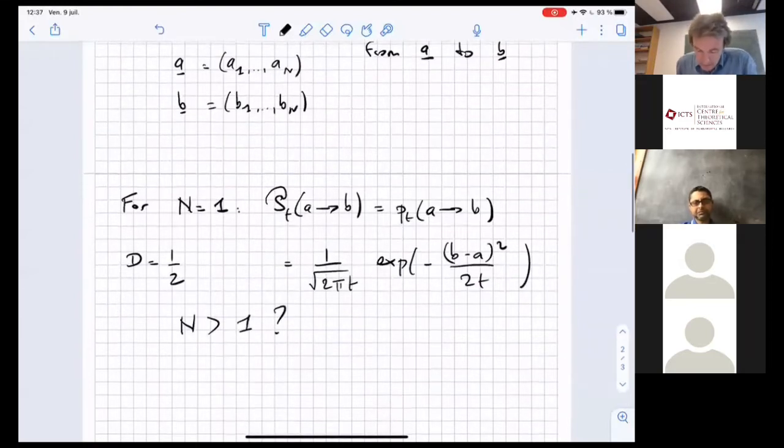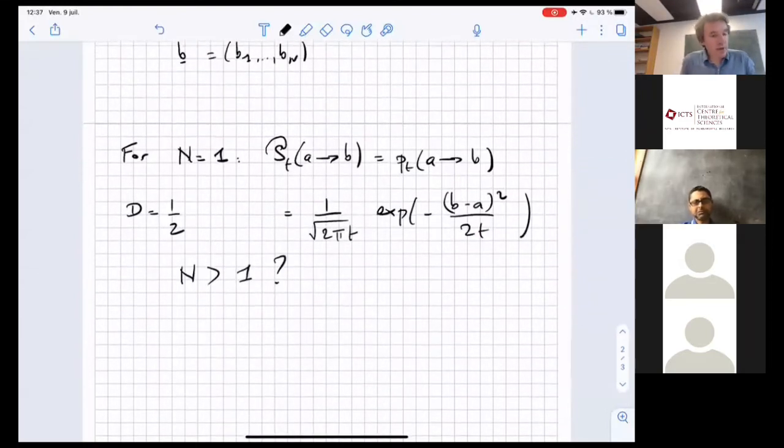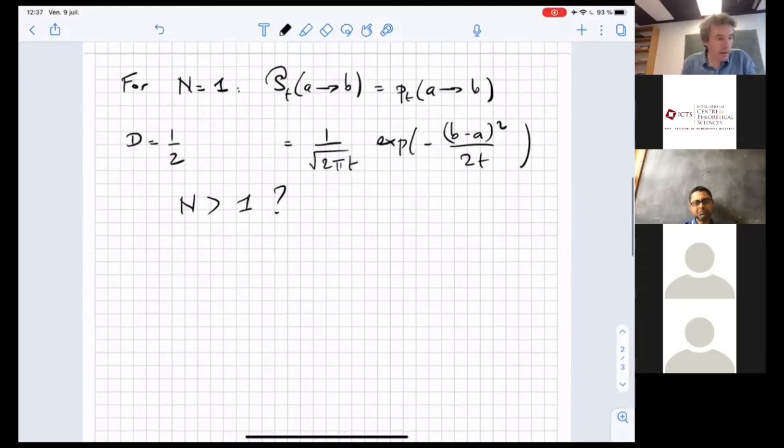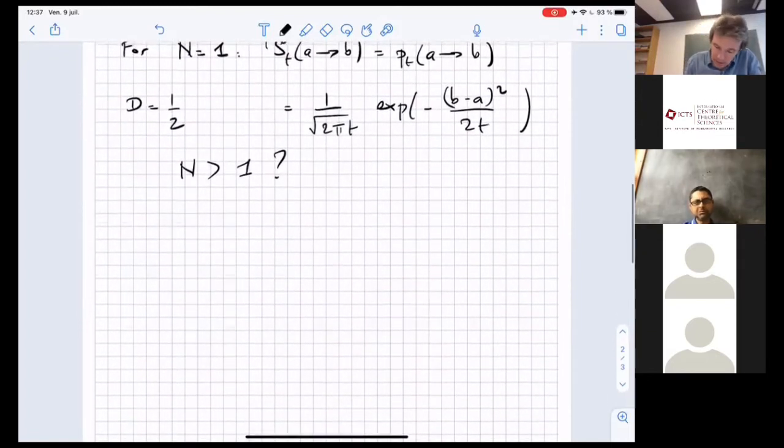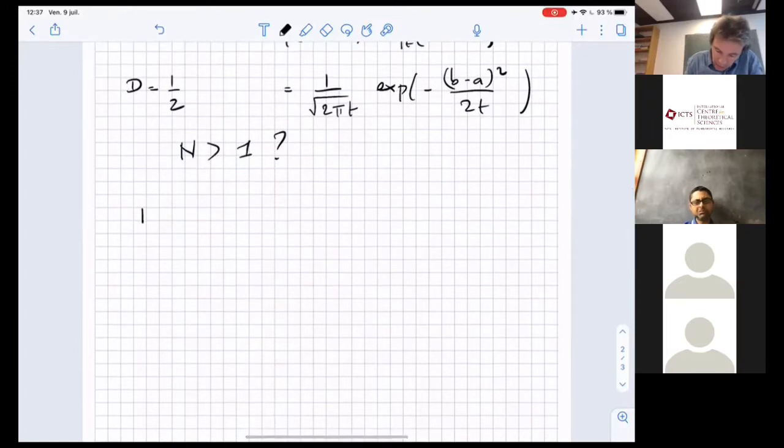I will start by presenting the standard way to do that in this context, in the context of stochastic processes. This is called the Karlin-McGregor formula. So I would like to discuss this with you.